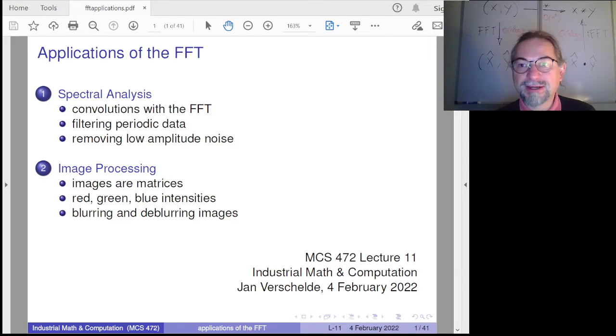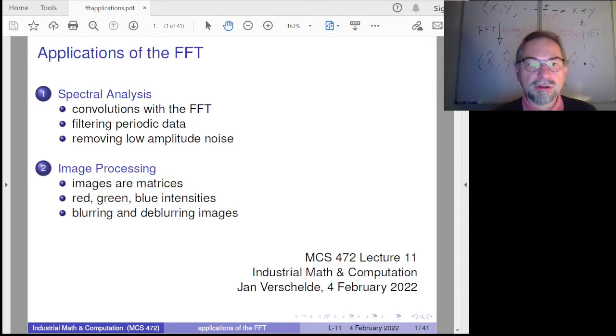Welcome to lecture 11 of MCS 472 on industrial mathematics and computation. So today we close off a chapter on the Fourier transform, on the discrete Fourier transform, with the outline of two applications of the fast Fourier transform.